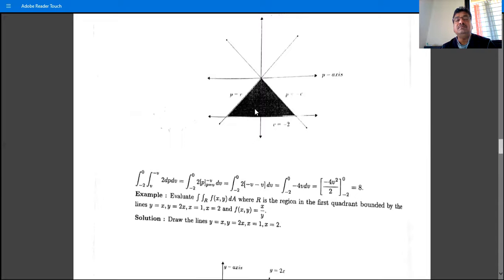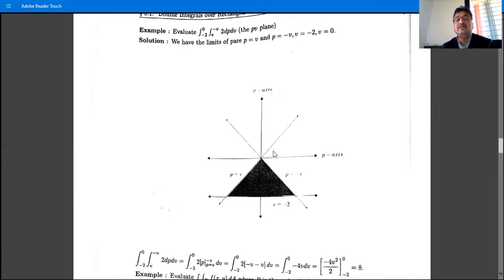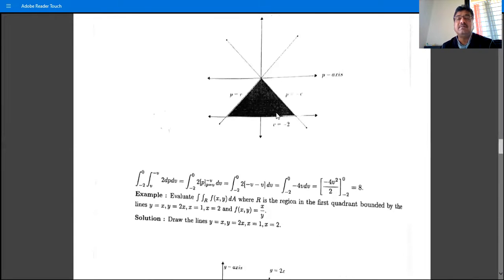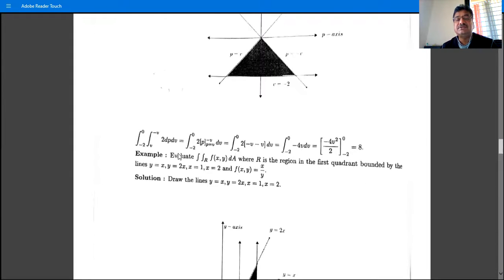In order to integrate, the diagram is not necessary. In order to solve this integration, the diagram is not necessary. But if you are to change the variable, then the diagram is necessary. The diagram is important. So the integration of 2 is 2p from v to minus v, then value at upper limit minus value at lower limit, that is minus 2v minus 2v, and the integration of v is v squared by 2, upper limit minus lower limit. The answer is 8. So we can also change the order of integration by taking a strip.